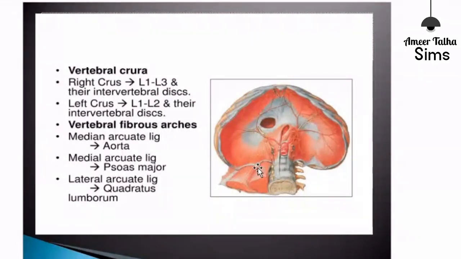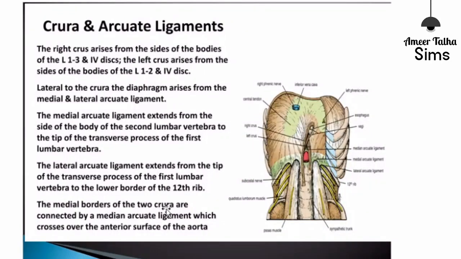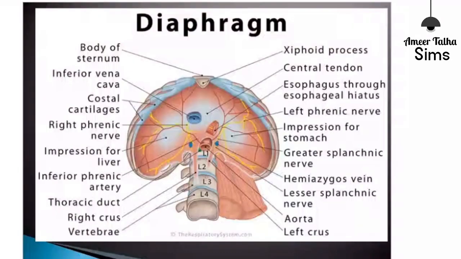The medial borders of the two crura are connected by the median arcuate ligament, which crosses over the anterior surface of the aorta. This is the right crus and this is the left crus. The plural of crus is crura. So the medial borders of the two crura pass in front of the aorta. This is the aorta, and this is known as the median arcuate ligament. So we have two crura, right and left, and three arcuate ligaments: median, medial, and lateral. This is the vertebral origin of the diaphragm.